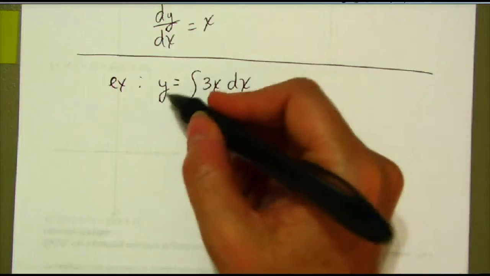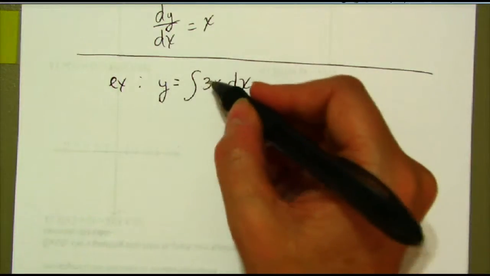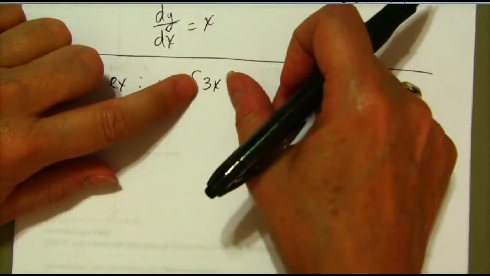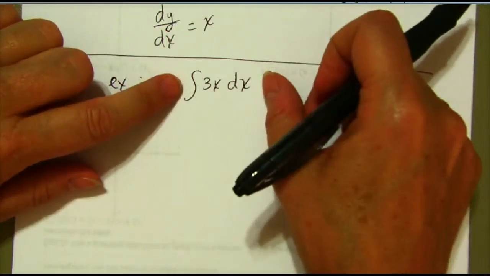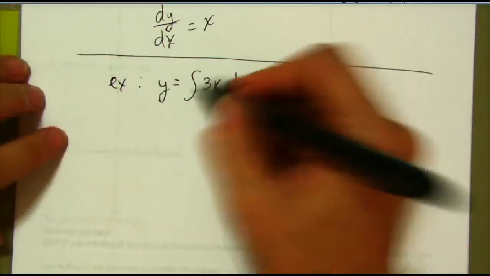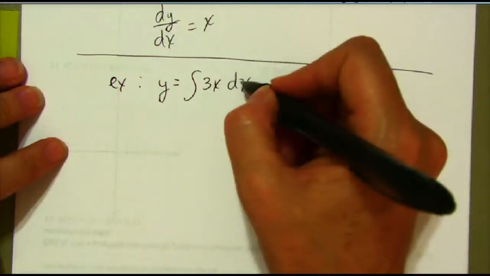Now I've already set this equal to y. And this here, the 3x, is my first derivative. I want to undo it with the antiderivative, with this integral sign. I want to go backwards. And this is saying this with respect to x, which they happen to match.